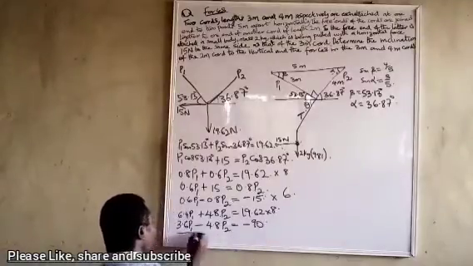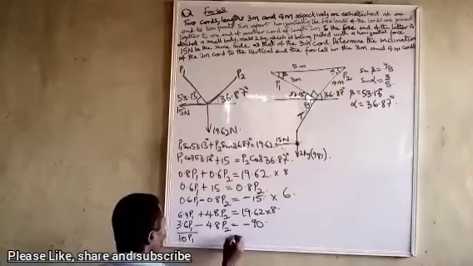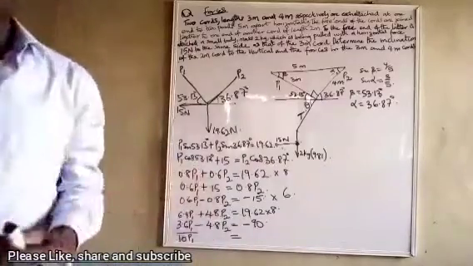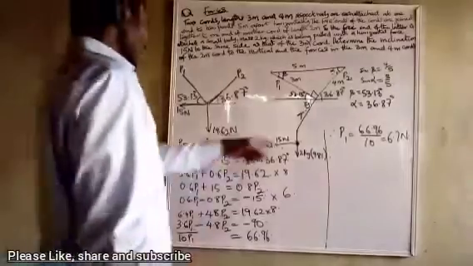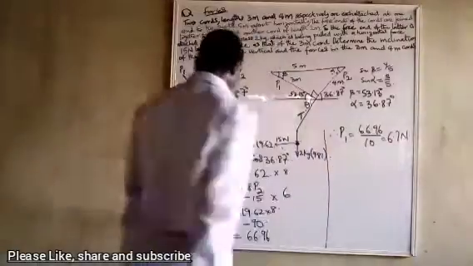So let me add everything. So this one is going to give me 10 P1, so P1 is equal to this one divided by 10, that's 6.7 Newton.